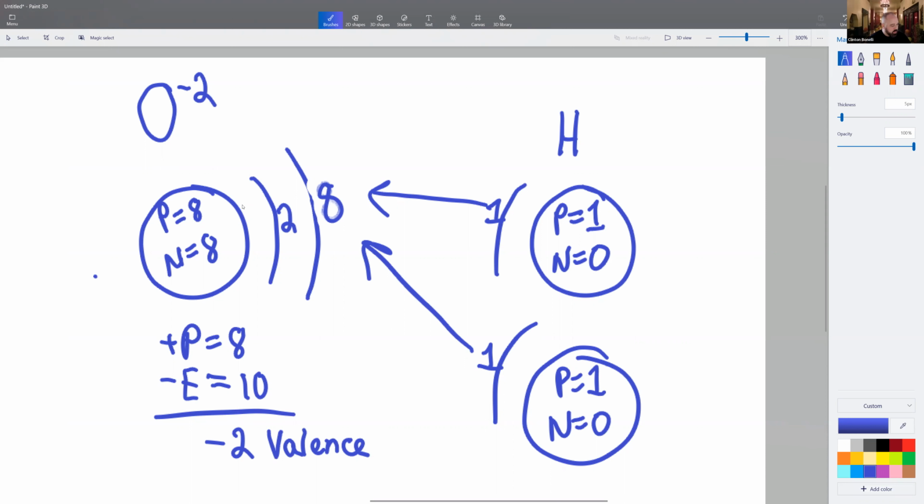I did skip one little thing here. When hydrogen donates its electron, there is still 1 proton in its nucleus. And after the electron is donated, there are 0 electrons, for a valence of +1.